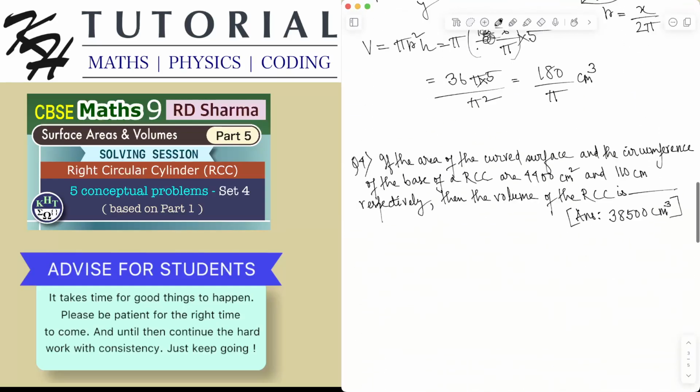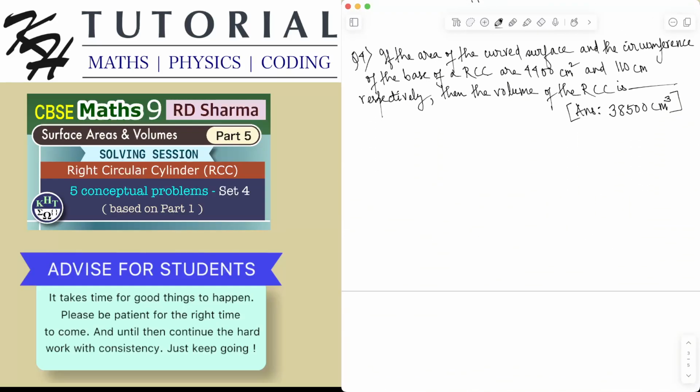Okay, let's see the next problem. Question number 4. If the area of the curved surface and the circumference of the base of a RCC are given, then the volume of the RCC is, the area of the curved surface means the LSA, the lateral surface area. LSA we know is 2 pi RH, where r is the base radius and h is the height of the RCC.